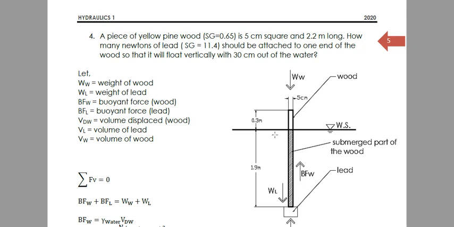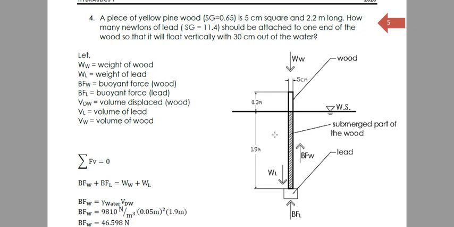Now, let's try to draw the free body diagram. Ito yung free body diagram natin. So, again, we are solving for the weight of lead needed para mag-float yung wood such that may naka-protrude dito na 0.3 or that is equivalent to 30 centimeters. Ayan. Okay? So, ano yung mga forces natin?